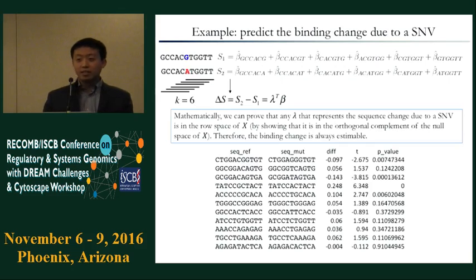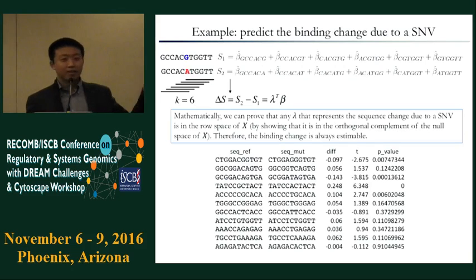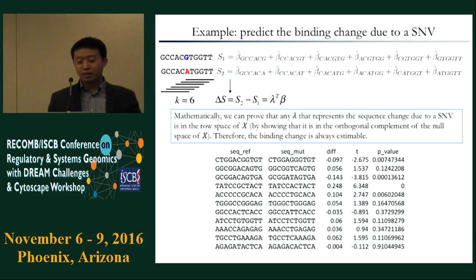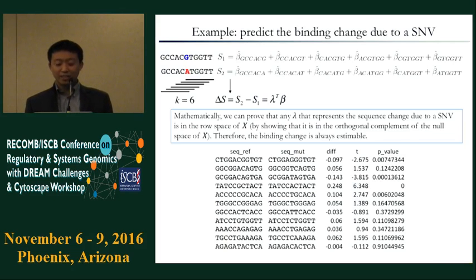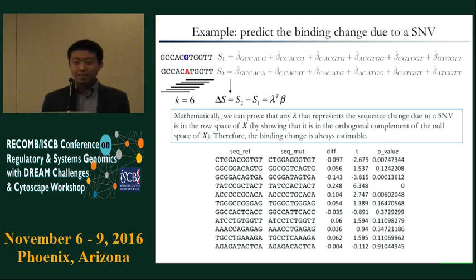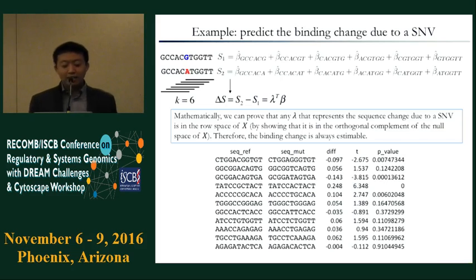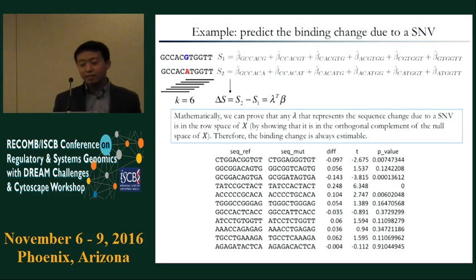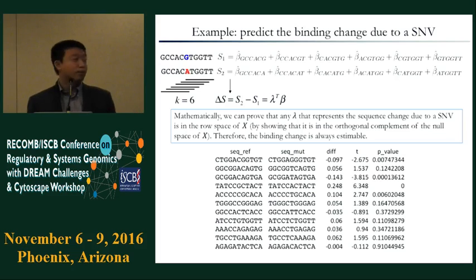So why are we interested in the linear combination, not individual betas? It's because our target is to predict the binding change. Here is a case: if we have a mutation in the genome, and we use a 6-mer model here, there are 6 6-mers that are affected, overlapping this mutation. So the binding change in our model is a linear combination of the corresponding betas. And we have shown mathematically that any lambda that represents the sequence change due to a SNP is in the row space of X. And that means all the binding change is estimable.